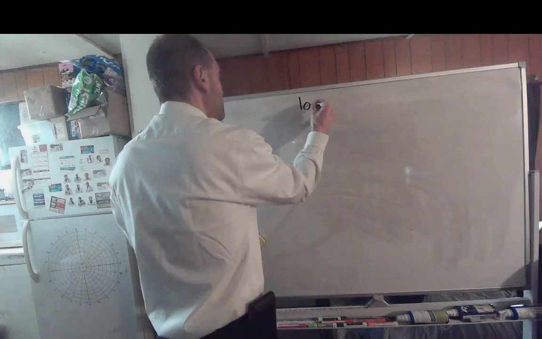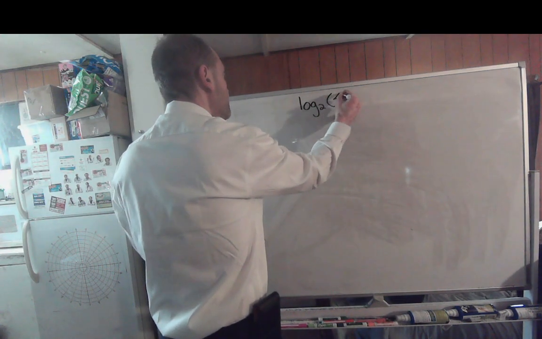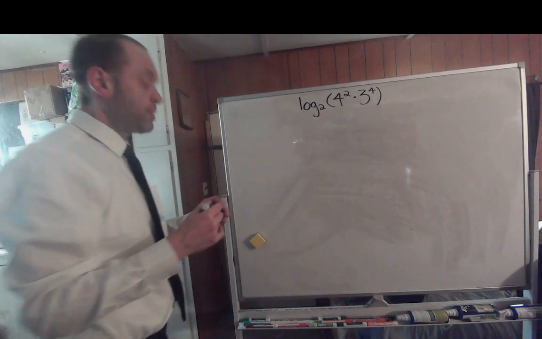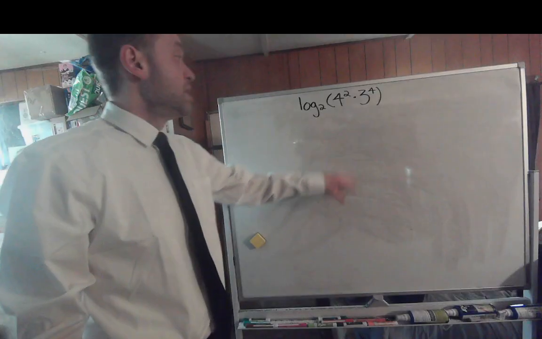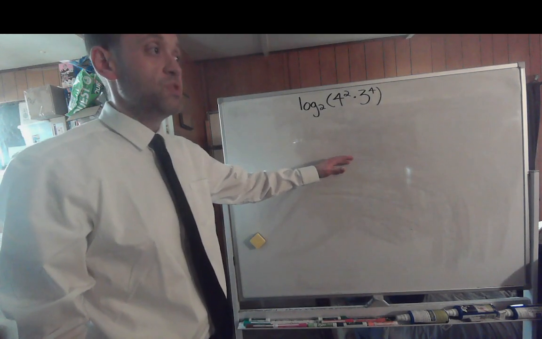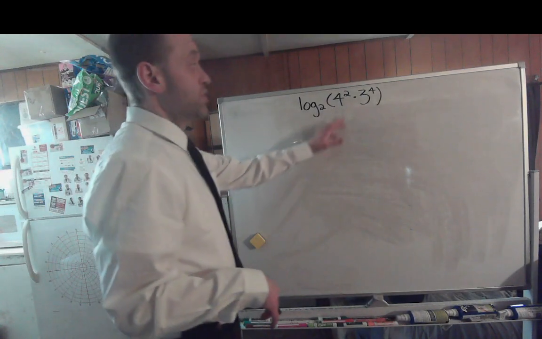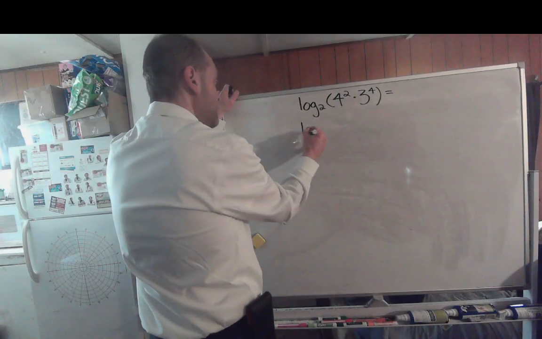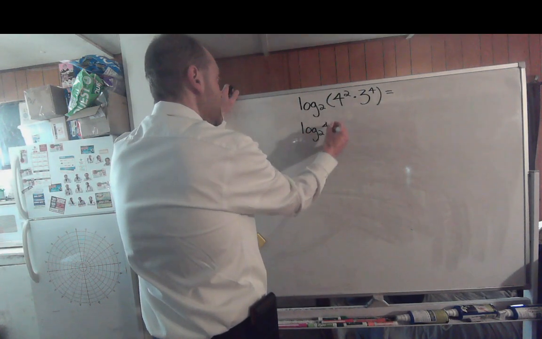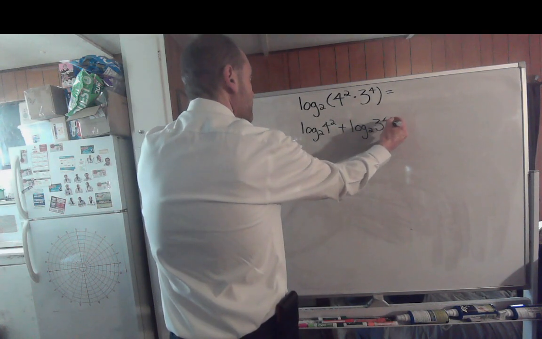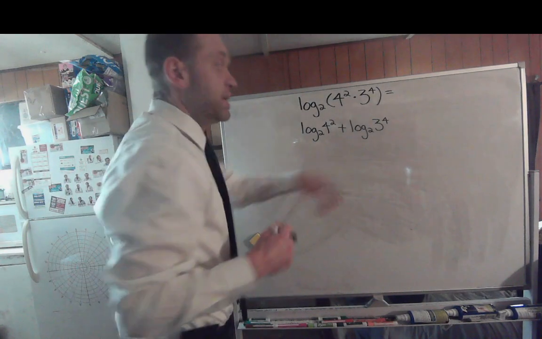Let's say we have log base 2 of the quantity of 4 squared times 3 to the 4th. So how are we going to handle that? We have a couple things going on. You have a product and powers inside of your parentheses. First thing you probably want to do is use the product rule. So log base 2 of the quantity of 4 squared times 3 to the 4th. So use your product rule first. This would be the same as log base 2 of 4 to the 2nd plus log base 2 of 3 to the 4th. Now, on each of these we can use the power rule.